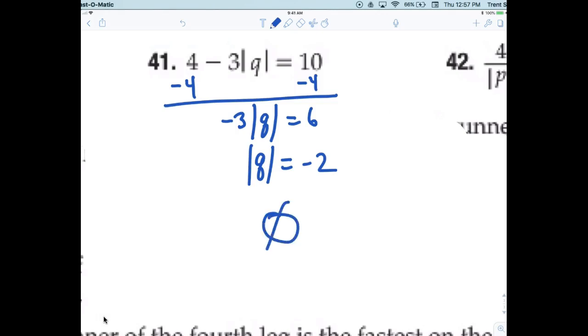Because the absolute value can't equal a what? Negative. Can't equal a negative. So everybody agree with that? Any questions?